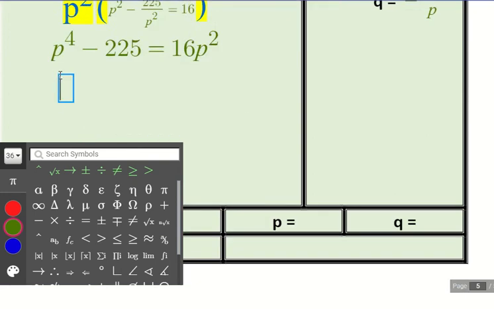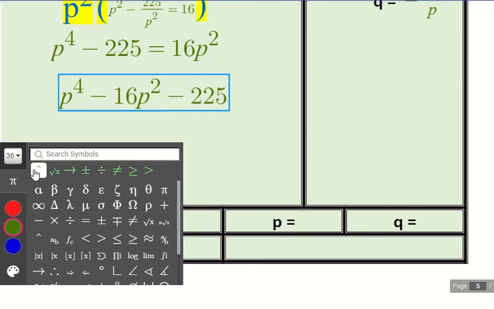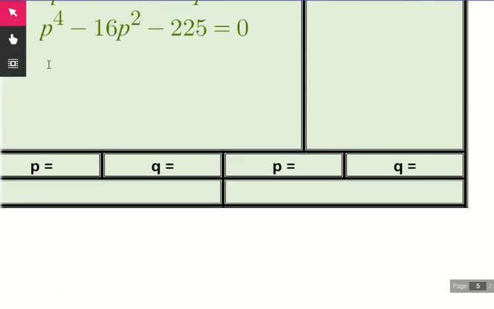Now, in order to factor this trinomial, I need everything on the same side equal to 0. So I'm going to take my p to the fourth. I'm going to bring over that 16p squared. So I subtract it from both sides, 16p squared, minus 225, and set it equal to 0. Now I can factor this trinomial.